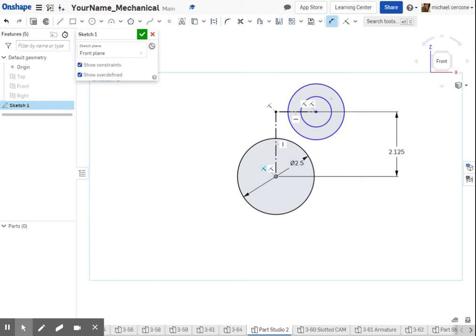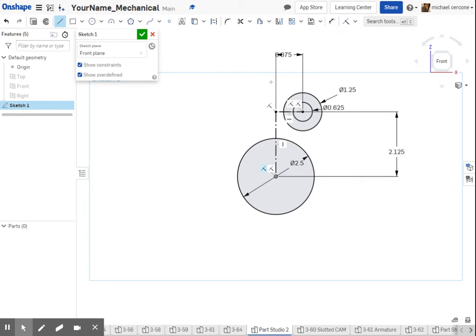The outer diameter is a 5/8 radius. So we're going to do 5/8 times 2. The inner is a 5/8 drill, and they are located 7/8 over. So that defines that whole part.